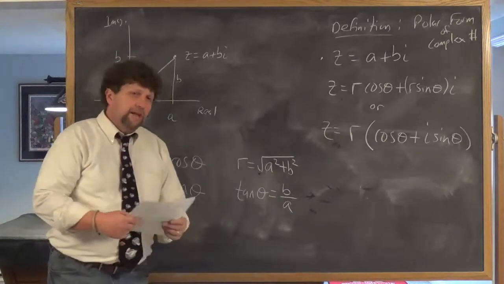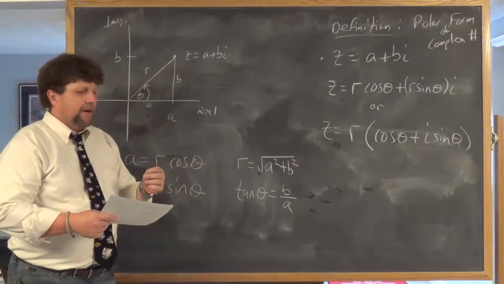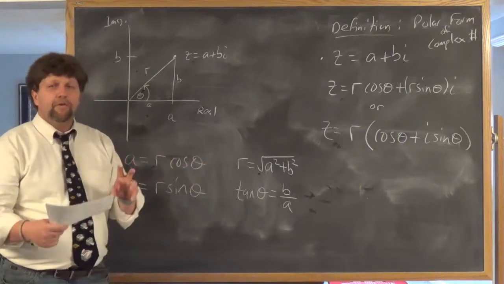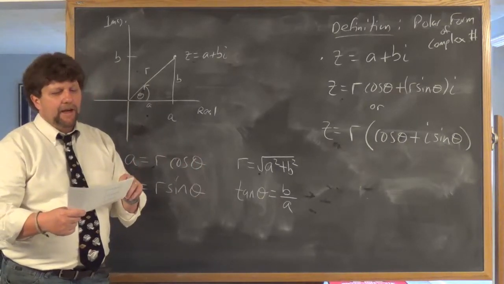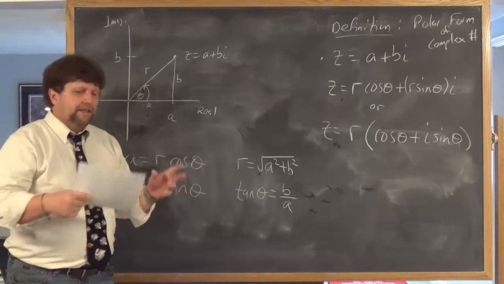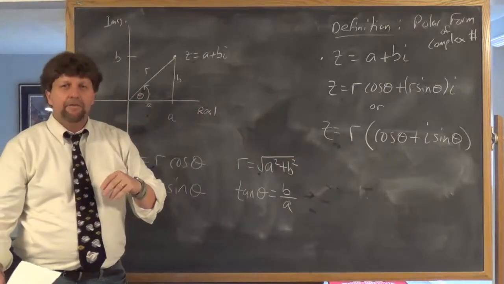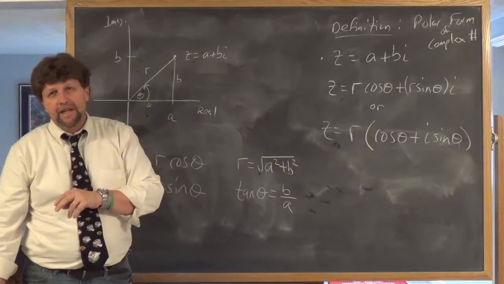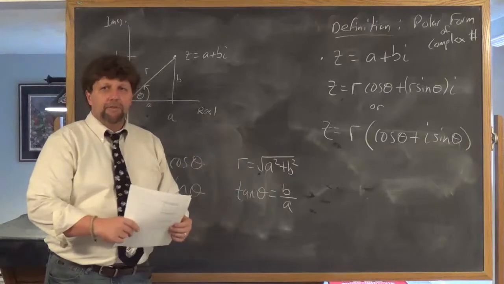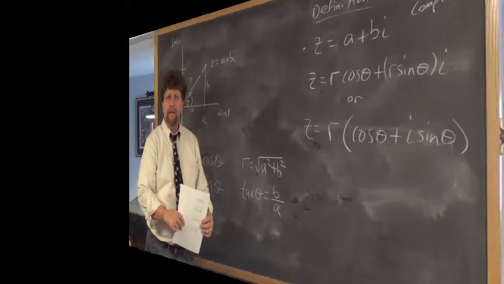So I think what we'll do next is look at a couple of examples going from rectangular form to polar form. Basically I want to go both ways. If I give you something in polar form, you can put it back into rectangular form. If I give you something in rectangular form, you could put it into polar form. So let's do a couple of those examples now.